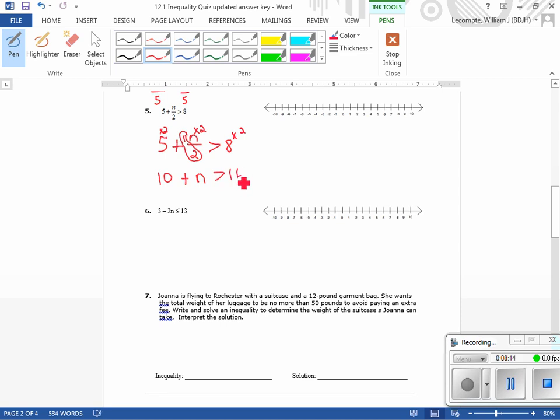Now I just subtract 10, the opposite of addition, from both sides, and that leaves me with n is greater than 6. So when I go to plot this, I have an open circle on the 6, and then a line to the right to signify greater than.